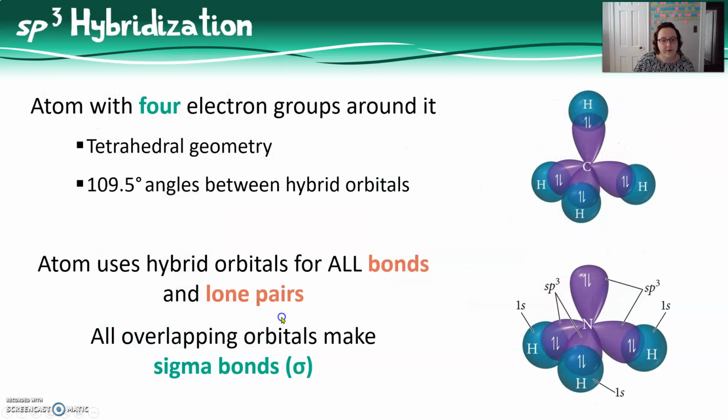In summary, if a Lewis structure predicts 4 electron groups around a central atom, then we expect tetrahedral geometry and bond angles close to 109.5 degrees. Hybridization and valence bond theory show us that these conditions can be achieved if the atom uses sp3 hybrid orbitals for all bonds and lone pairs, and that the overlap between the hybrid orbitals on the central atom and the atomic orbitals on other atoms will create sigma bonds. There are many other types of hybridization, which will be the focus of the next mini-lecture.